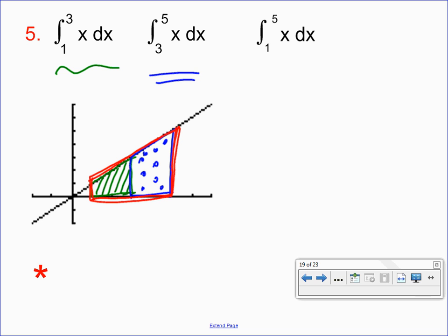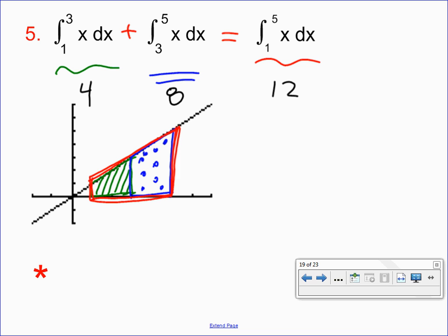So how are the green part, the blue part, and the red part related? Well, part plus part equals whole. Who had 1 to 3? Katie? 4. And who had the blue part, 3 to 5? Grace? 8. And who had the overall 1 to 5? Michael? 12. What's the relationship between blue part, green part, and red part? Well, part plus part equals whole. So we'll go ahead and do part plus part equals whole.